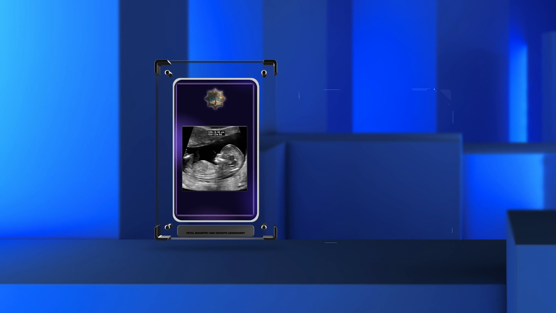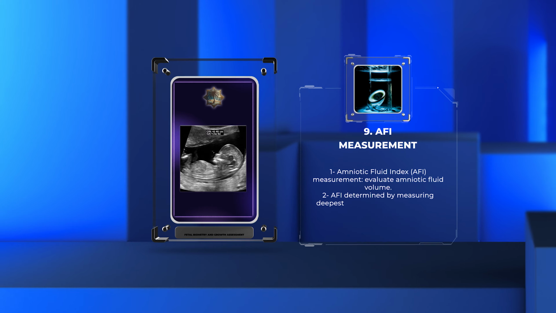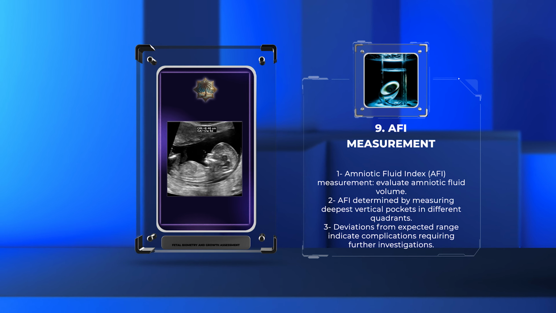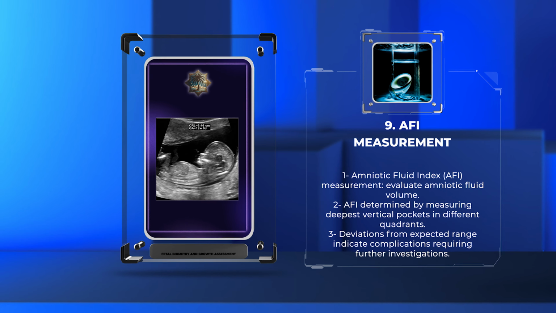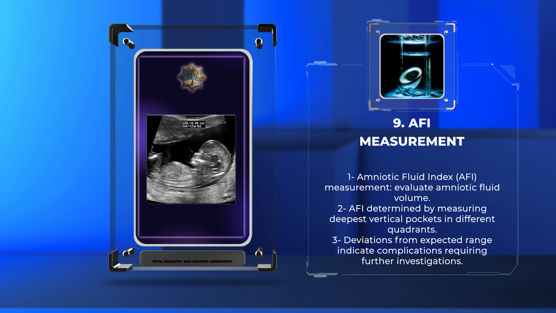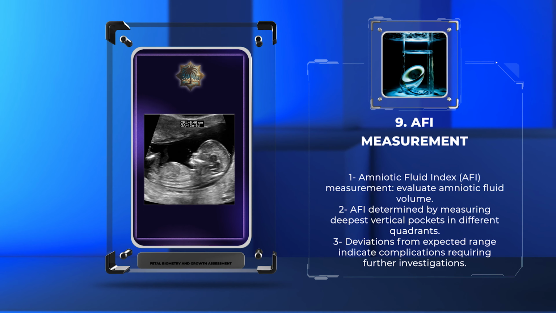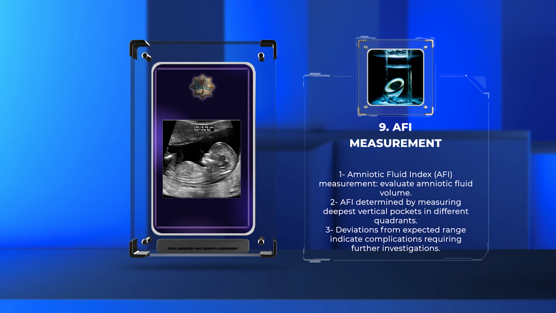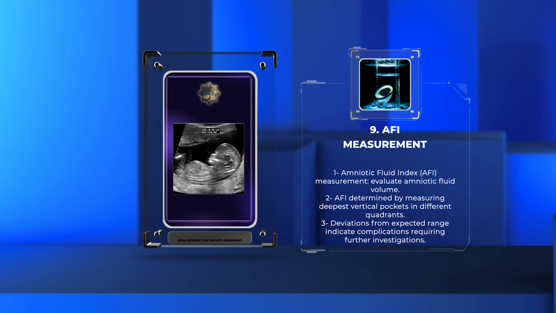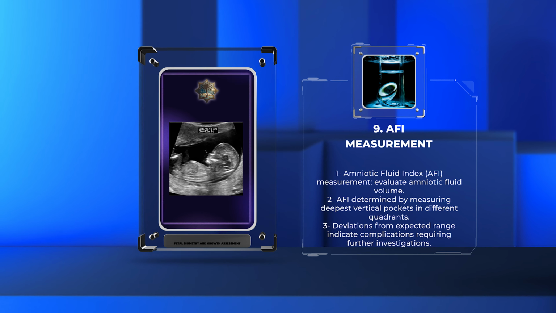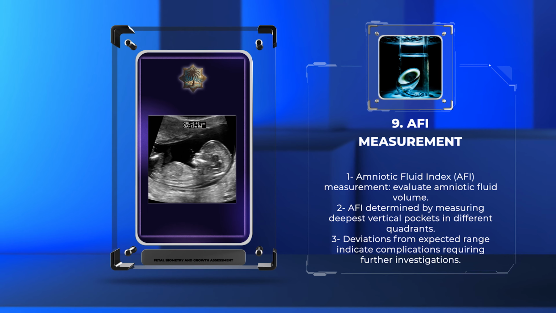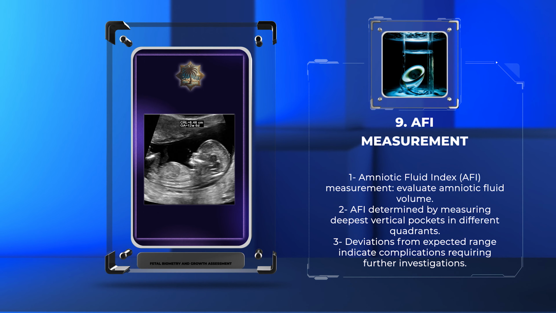Amniotic fluid index, AFI, measurement is an essential parameter in obstetric ultrasound used to evaluate the volume of amniotic fluid surrounding the fetus. AFI is determined by measuring the deepest vertical pockets of amniotic fluid in different quadrants of the uterus. Normal AFI values vary according to gestational age. Deviations from the expected AFI range can indicate complications such as oligohydramnios or polyhydramnios, necessitating further investigations and potential interventions.